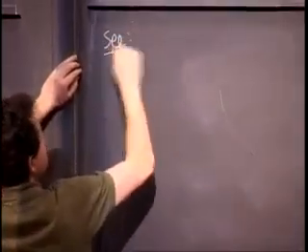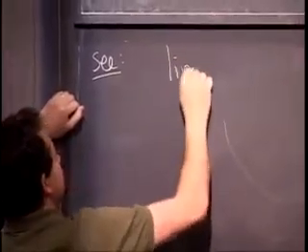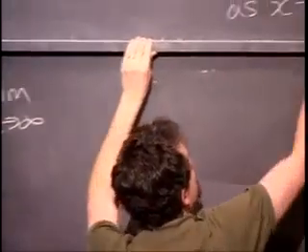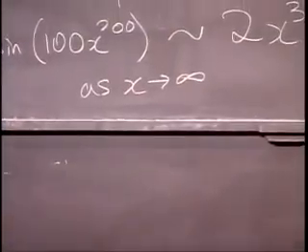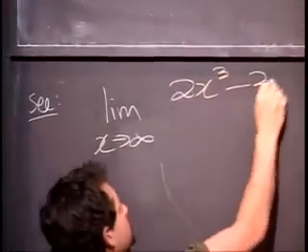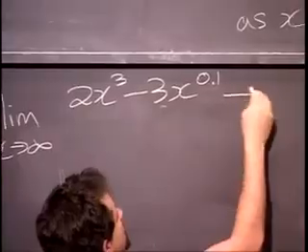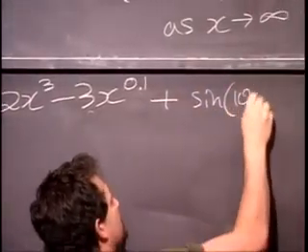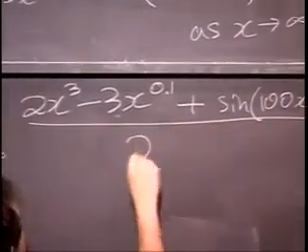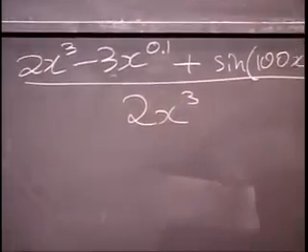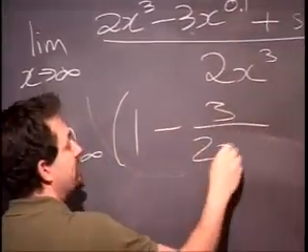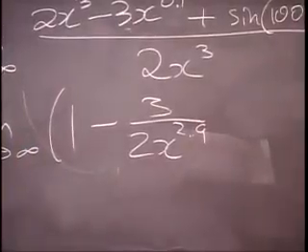See, here's the proof. Limit as x goes to infinity. I should have said here as x goes to infinity. Whenever you write a twiddle, you have to say as x goes to something. So the limit as x goes to infinity of the ratio, this time we have a sine 100x to the 200, and we divide this by 2x cubed. So this time we get 3 terms. First one is 1. The second is 3 over 2x to the 2.9 as it was before. But now we have an extra term.